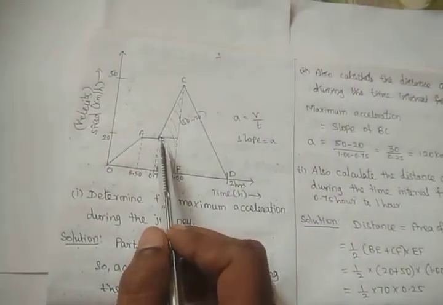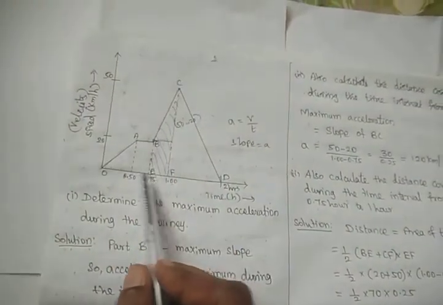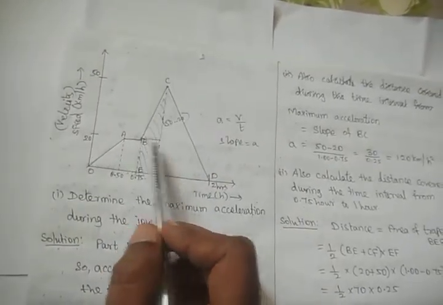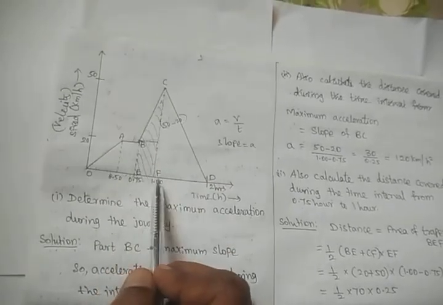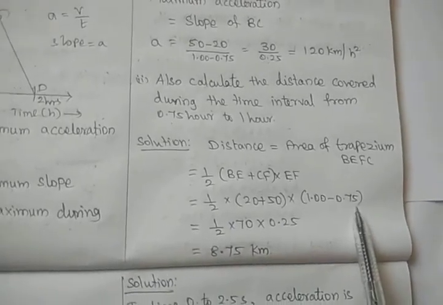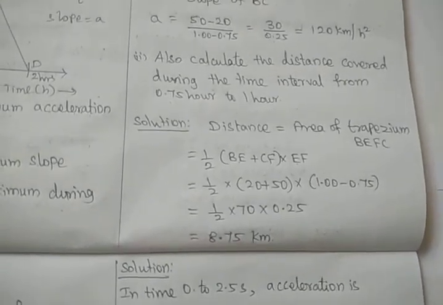BE means what? Here it is B, this is E. So that is 20 height. Then CF means the height is 50. Then what is this distance? EF. EF is the distance between them, that is 0.25, 1 minus 0.75. Very clearly it is given.